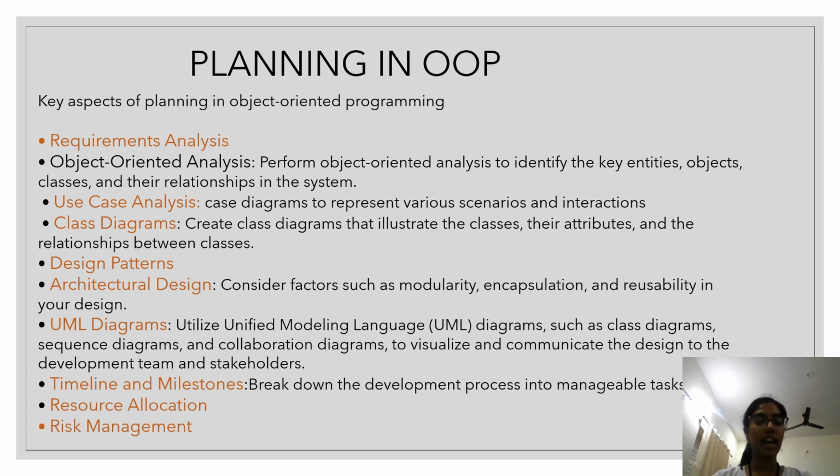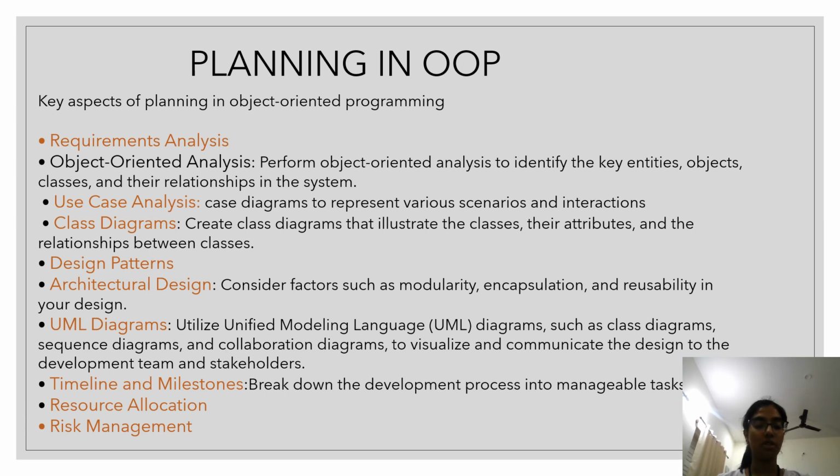Let's discuss the key aspects of planning in object-oriented programming. First one is requirement analysis. Perform object-oriented analysis to identify the key entities, objects, classes, and their relationships in the system. Then use case analysis, using use case diagrams to represent various scenarios and interactions. Create clear class diagrams that illustrate the classes, their attributes, and the relationships between classes. Next is design patterns, and next is architectural design. Consider factors such as modularity, encapsulation, and reusability in your design.